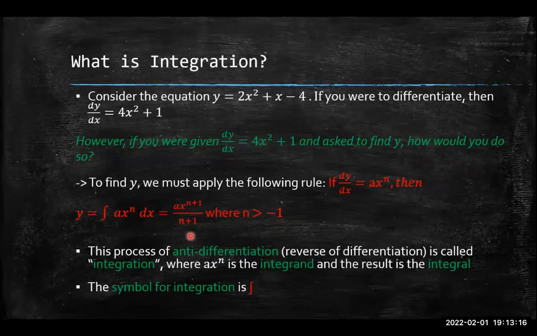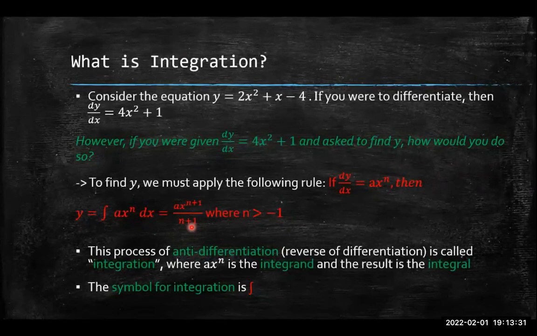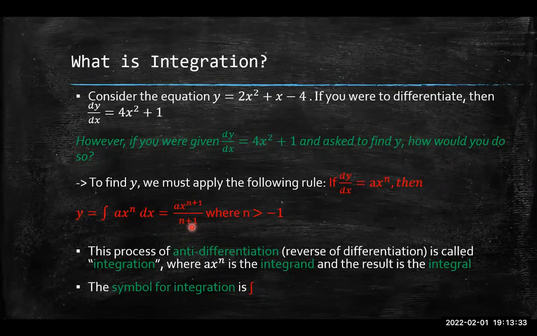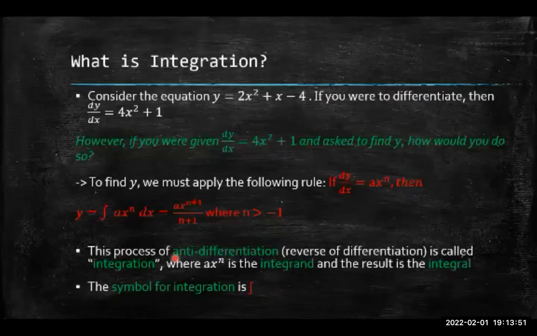You might be wondering why. Well, if I have n plus 1, and n was -1, -1 plus 1 is 0. But you cannot divide by 0. Why? Well, that would be considered undefined. If you want to check it out yourself, just put anything in the calculator divided by 0. You will get error. Because anything divided by 0 is undefined. Right? So that's why n has to be greater than -1, or sometimes you might see n cannot be equal to -1.